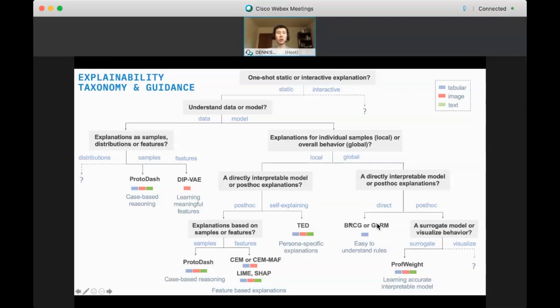We're going to be looking at contrastive explanations. This is a type of local post-hoc explanation. CEM is the abbreviation. And we're also going to be looking at the proto-dash algorithm. This gives prototypical examples in either an unsupervised or a supervised context. So this is just to place these in some context.